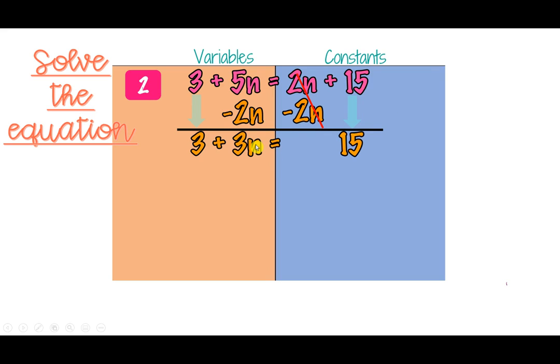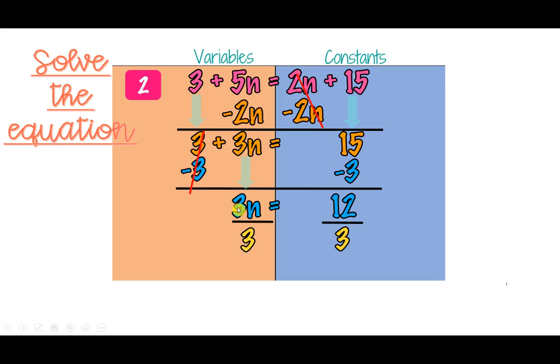Still trying to isolate n. What constant is over here with it? A positive 3. So the opposite of positive 3 is subtracting 3 from both sides, lining it up with the right terms. 3 minus 3 cancel out like I wanted it to. Bring down my 3n, and it is equal to 12. n is still not isolated. Now it's being multiplied by 3. The inverse of multiplying by that coefficient of 3 is to divide it. Well, 3 divided by 3 cancels out, and I get n is equal to 4.